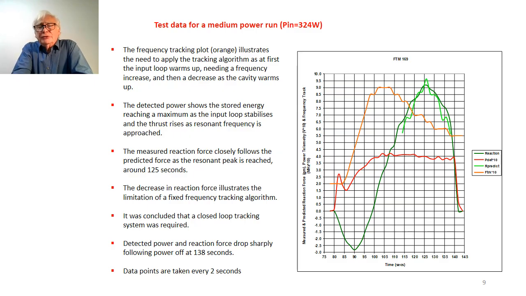The actual force measurement itself, the reaction force measurement, is shown in dark green, and the output from the mathematical model is shown in light green. The thing to point out, which is rather good, is that the mathematical model prediction and the actual measurement peak pretty close. We're quite pleased to get this. Why have we got a peak in the reaction force? Well, this is the limitation of the frequency tracking algorithm.